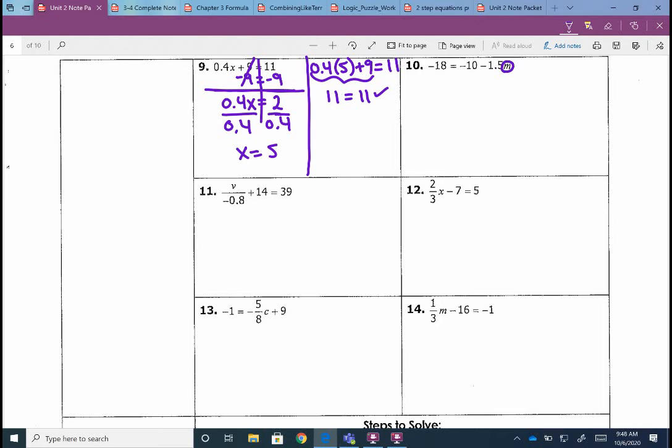We want to start by doing any adding or subtracting first. So that means I'm looking at my negative 10. The opposite or the inverse of negative 10 is positive 10. Negative 10 plus 10 is going to give me a nice 0 over on the right side. Negative 18 plus 10, I get negative 8, equals. Negative 10 plus 10 is 0. Over on the right side, I have a negative 1.5, and I still have my m.